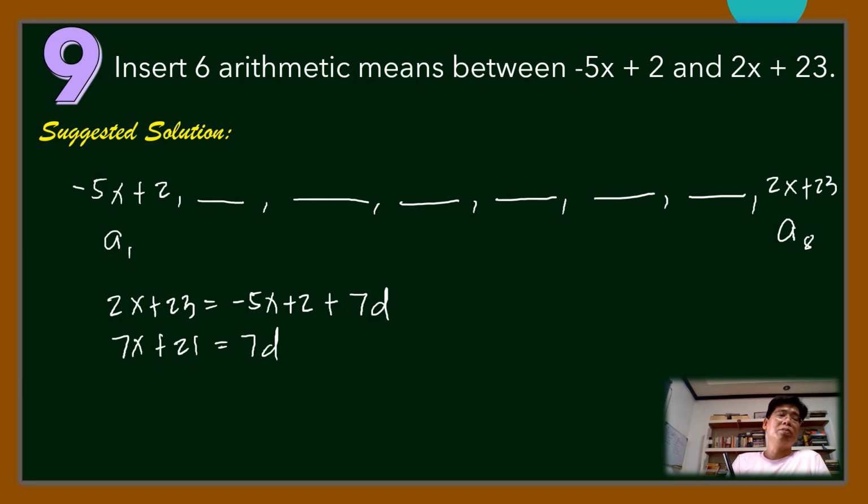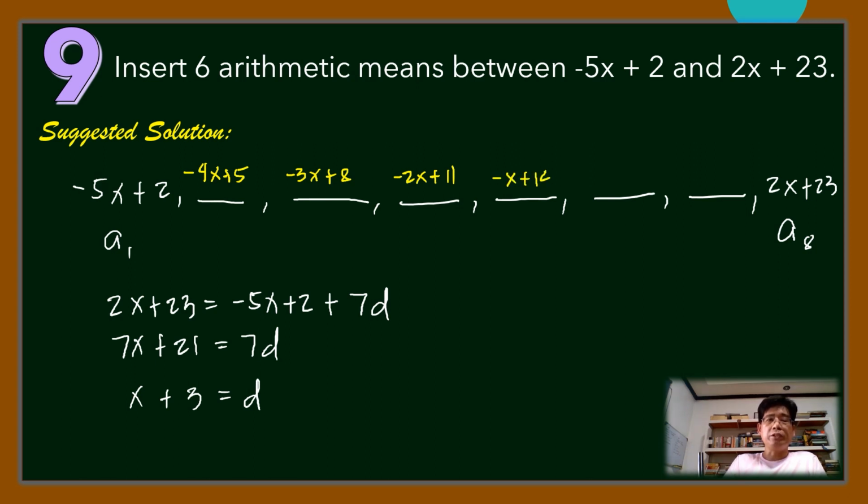Dividing both sides of this equation by 7, we get x plus 3 equals d. So the common difference is x plus 3. To get the 6 arithmetic means between these two numbers is to add x plus 3 to the previous terms. So we have negative 5x plus 2 plus x plus 3, that is negative 4x plus 5. Then add x plus 3, that will be negative 3x plus 8. Again, add x plus 3, that will be negative 2x plus 11. And then we have negative x plus 14.